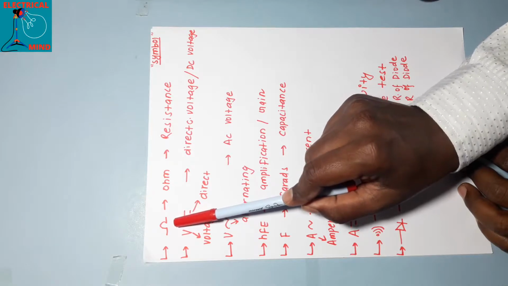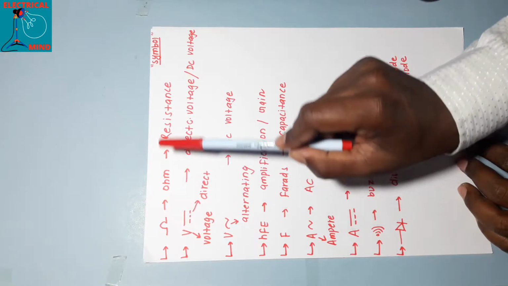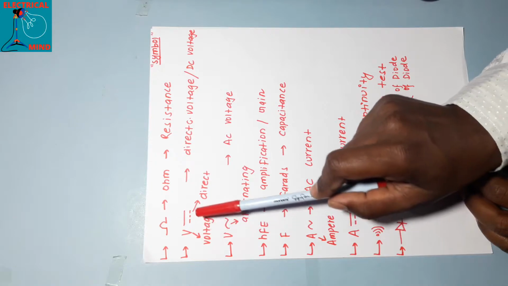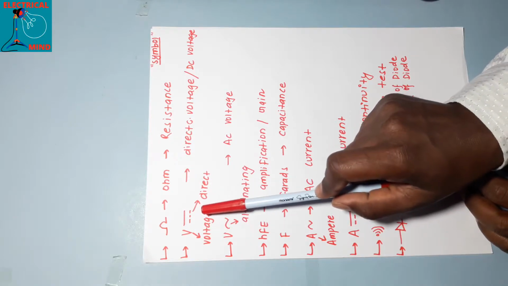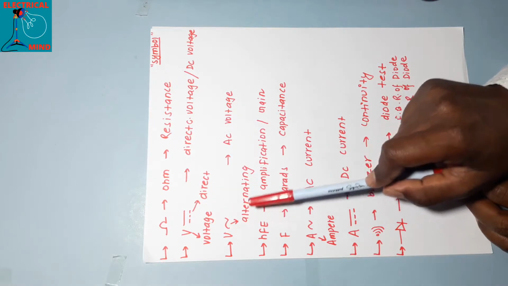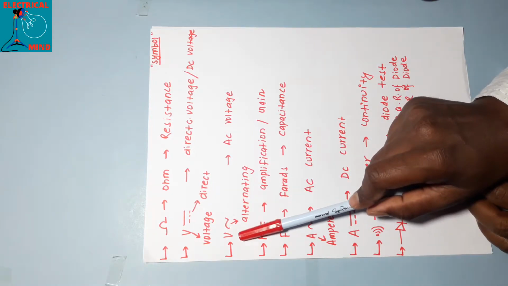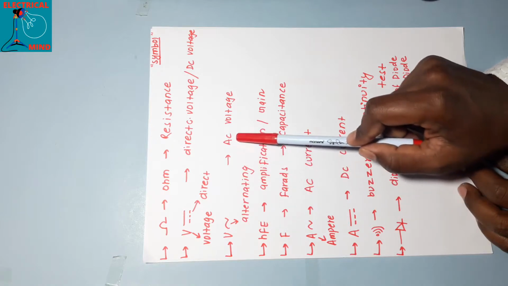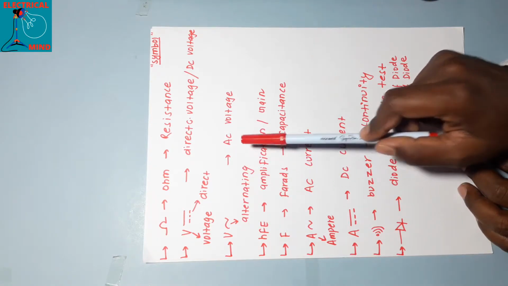This is the symbol of ohm. Put the pointer to ohm if you want to measure resistance. The V stands for voltage, and this is the symbol of direct. If you want to measure DC voltage, then set the pointer to VDC. This is the symbol of alternating, and V stands for volt. Thus, if you want to measure AC voltage, set the pointer towards it.